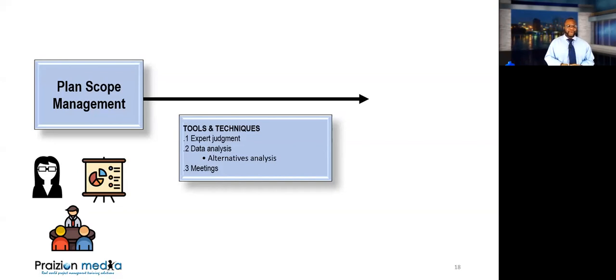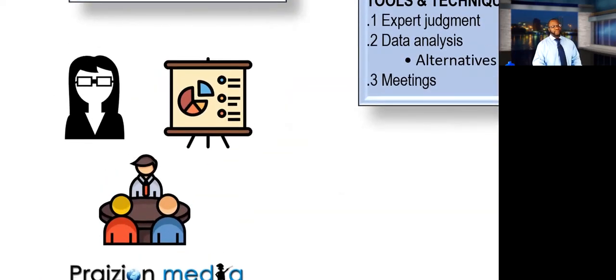Then you can see the board with the pie chart. That is data analysis, and that's how I will show data analysis in most of the slides. And then meetings, you can see people gathered around a table. And they just speak for themselves. You want to look for alternatives for managing the scope. That's why you have alternatives analysis, you see?